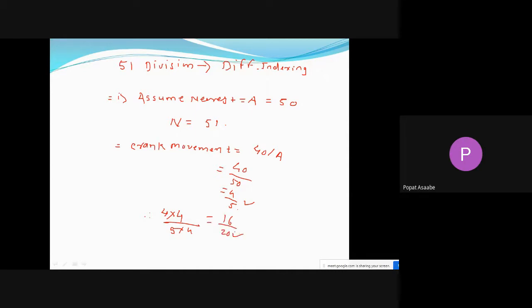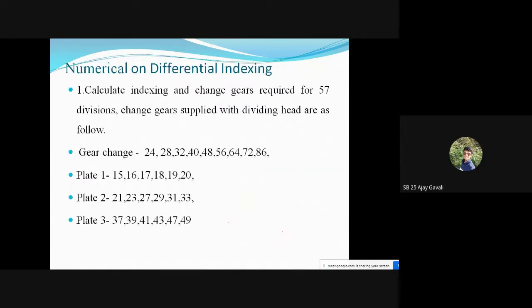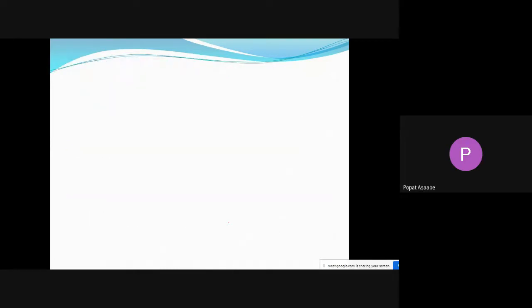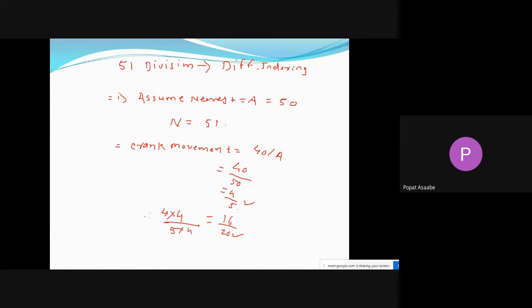Again, 20 is available in which plate? Check. First plate. You can multiply by 3 also, no problem. That 20 is available in which plate? Here we have to select plate number 1.